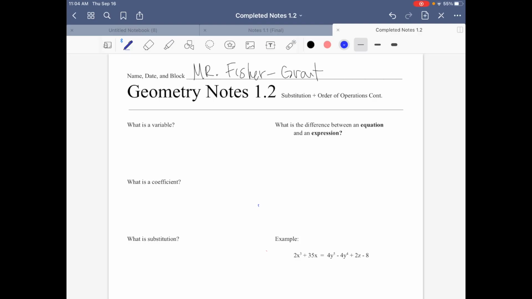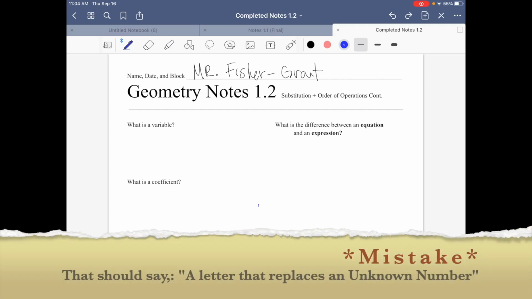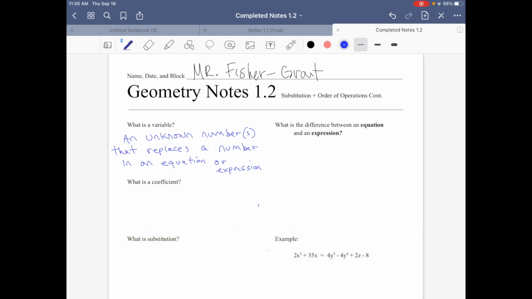So what is a variable? A variable is an unknown number that stands for a number within an expression or equation. And real quick, just before we go on, we should talk about the difference between an equation and an expression.